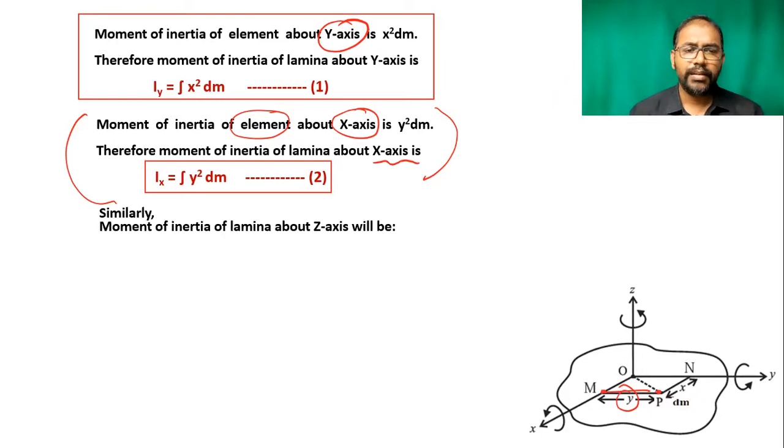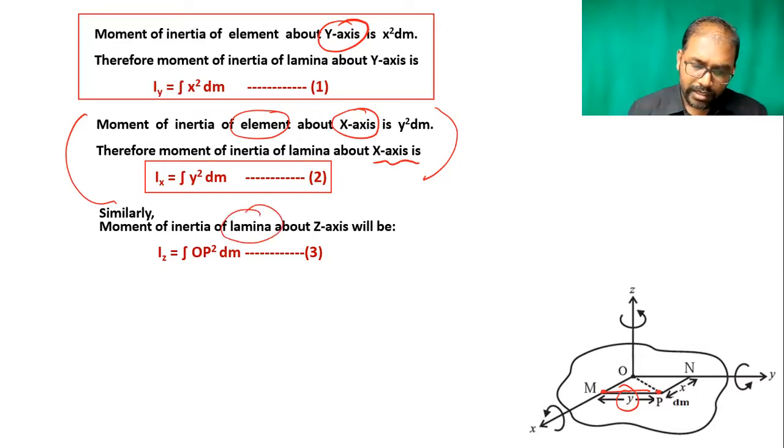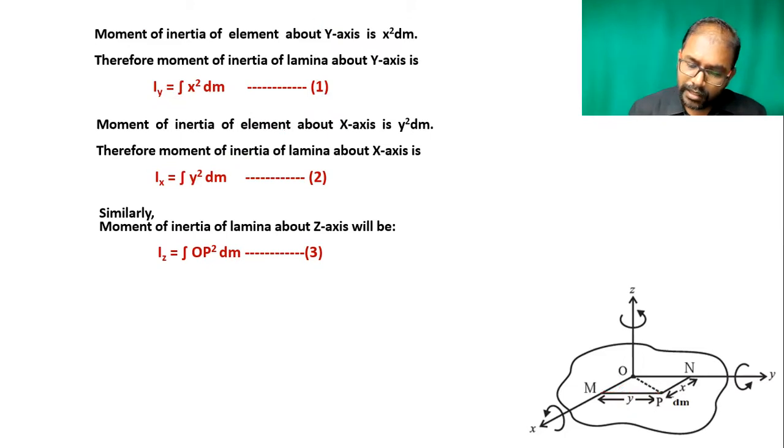Now similarly, we can write about the z-axis also. I'm directly writing the moment of inertia for the lamina about the z-axis. So you can see, this is the z-axis, and the distance of P is this distance. This distance we have not named by any symbol, so I use OP. So OP is the distance. So integration OP square dm is the moment of inertia of this lamina about the z-axis.